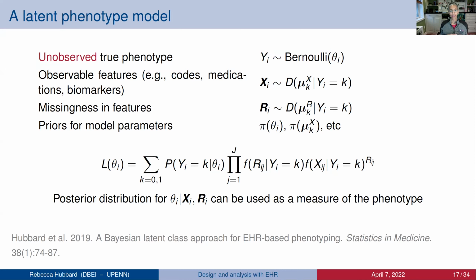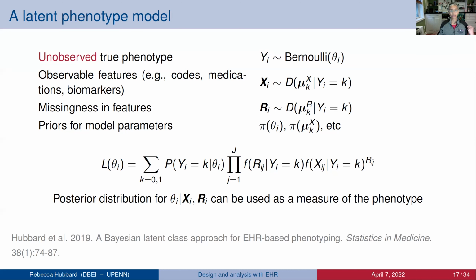So these would be things that are routinely collected in EHR data, like diagnosis codes, receipt of prescription medications, various biomarkers, and so on. And each of those features we assume follows some distribution that I'm just generically denoting D. And each distribution has a set of parameters mu k, and they're indexed by k to represent the fact that the parameters of that distribution will differ depending on which of the latent phenotype classes the patient is in.